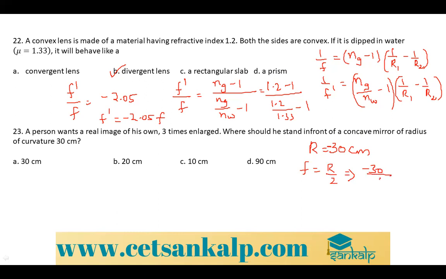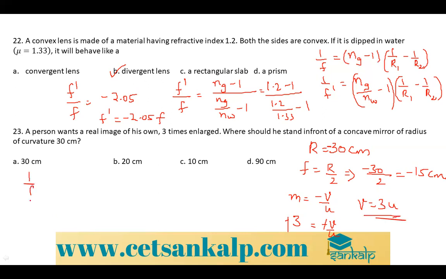Minus 30 divided by 2 is minus 15 centimeter, so F is minus 15 centimeter. Now the magnification M is given: M is equal to minus V by U. So M is 3, which is equal to minus V by U. So you can say it is a concave mirror, and V is equal to 3U.